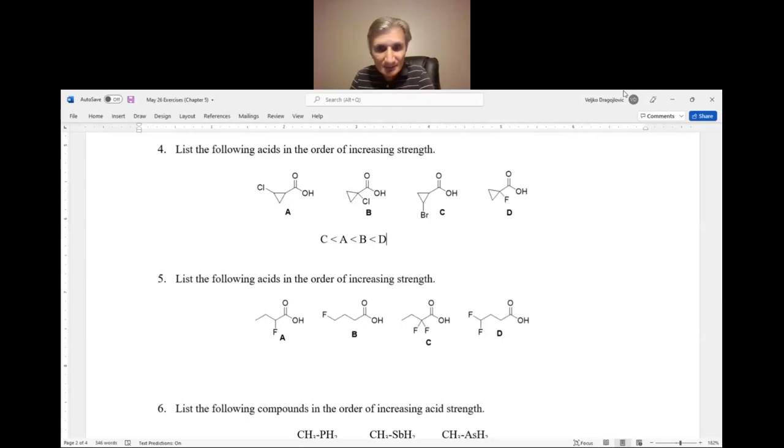Okay, let's go back to question number 5. List the following acids in the order of increasing strength. So I mentioned 2 factors. One is electronegativity, second is distance. Third factor is the number, because inductive effects are additive. So the more substituents exhibit the same inductive effect, the stronger the acid. And so 2 substituents exhibit stronger effect than 1, and 3 stronger than 2.